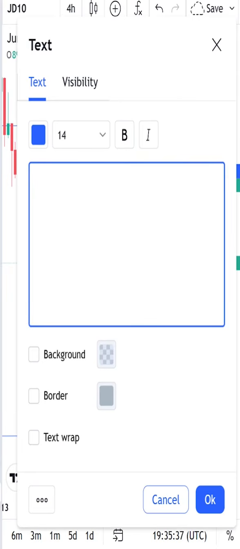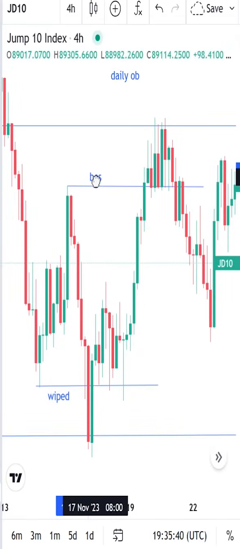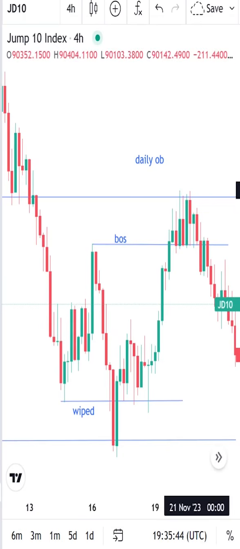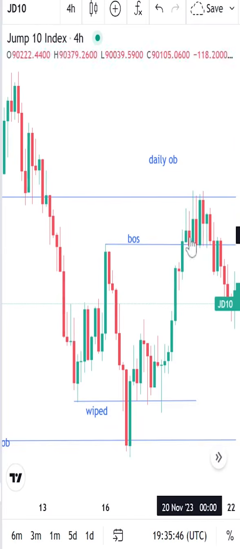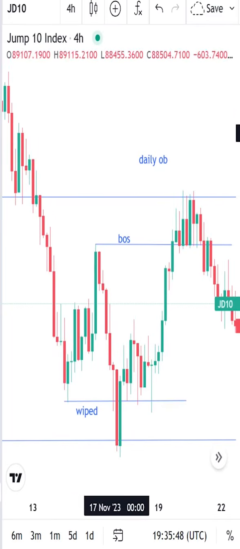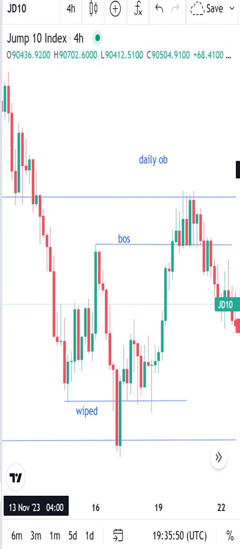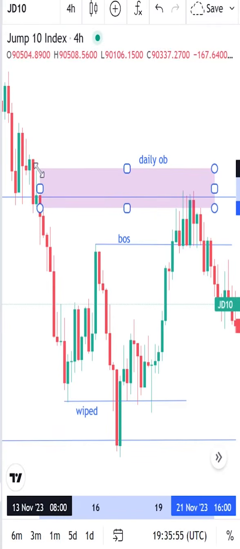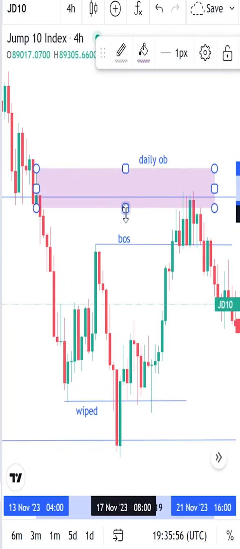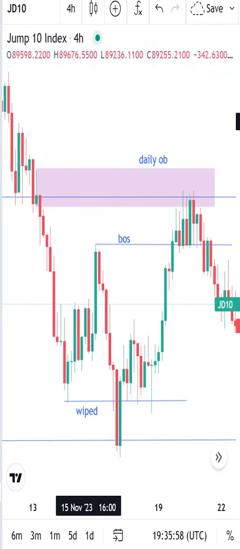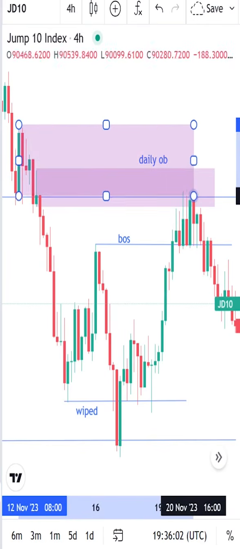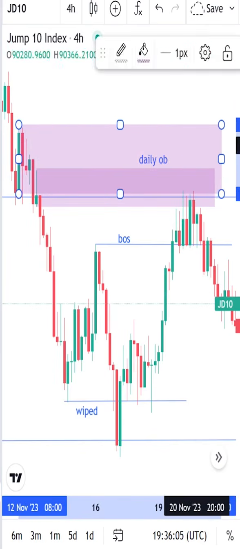After it broke structure, what happened? What happened after it broke structure? It's clear that it hit the daily OB, and when you look closer, or when you look into your left, we can see that it hit this 4-hour OB, which is a smaller one than this 4-hour order block.